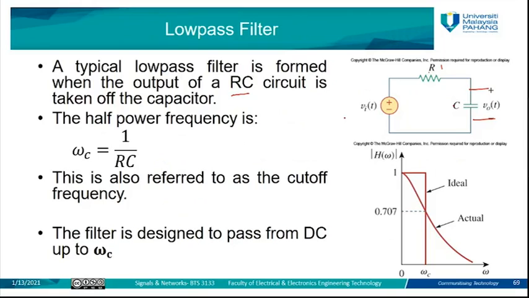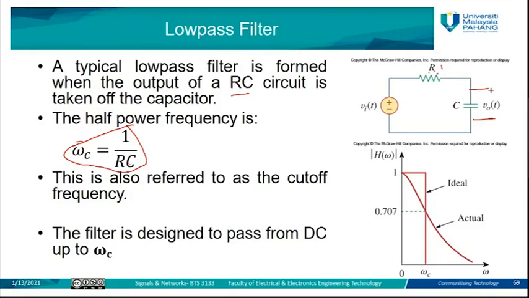What is the value of this frequency? As you studied before, when you studied charging and discharging of the capacitor, we have a parameter called tau, or the time constant. It's almost the same as this value here. So omega C is equal to 1 over RC. The cutoff frequency for the low pass filter is equal to 1 over RC, where R is the value of the resistor and C is the value of the capacitor.